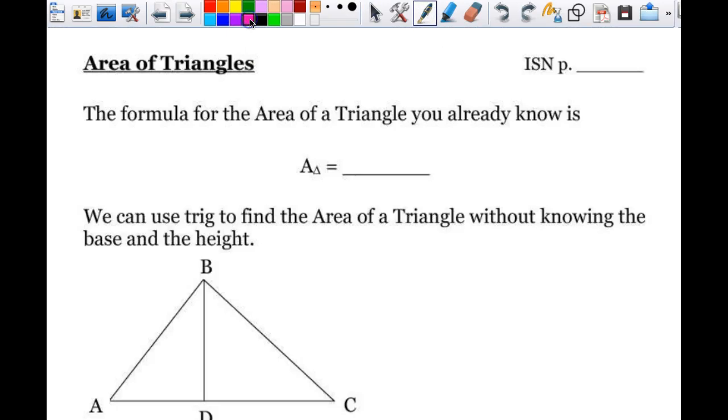Alrighty, so we've done law of sines and cosines to find missing sides and angles of triangles.